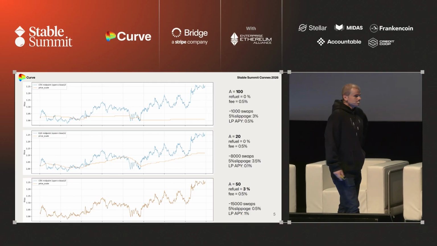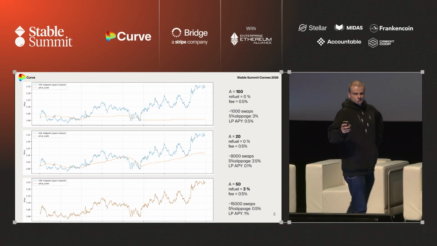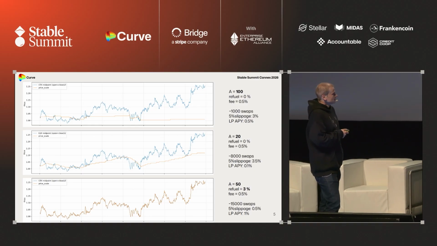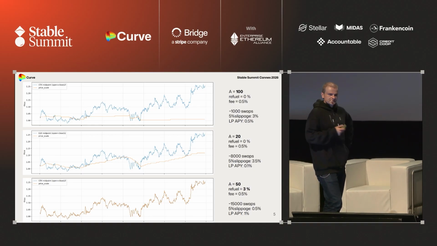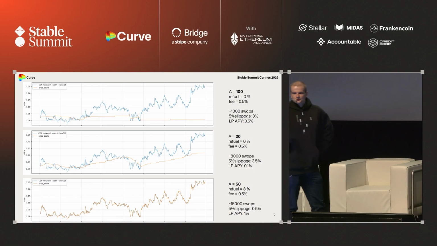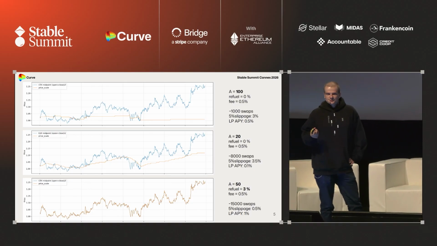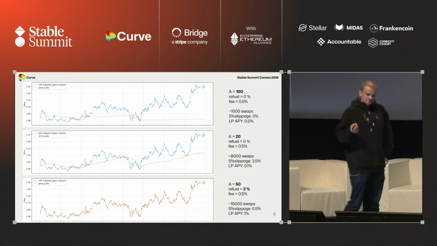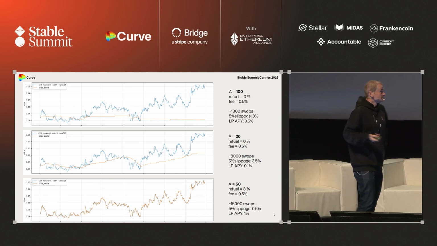Now then, if we do some magic called optimization, we find that with A equal 50 and some refuel, your pool center mathematically will follow the Forex market precisely, meaning that at every moment of time, the pool guarantees that the center is exactly at the price and you get the best possible slippage.